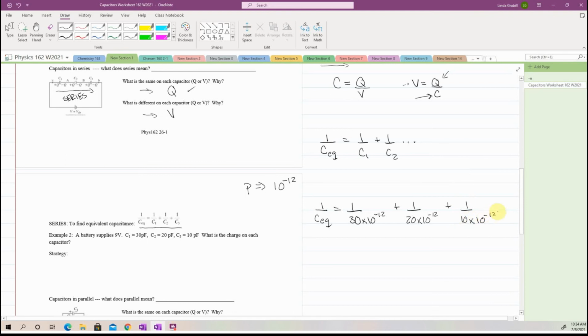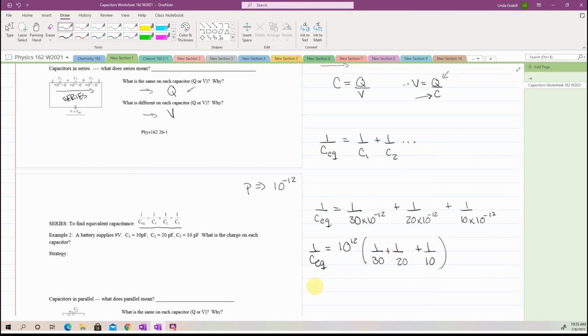Now, one of the things I can do to make my life easier is, for 1 over CEQ, remember, we're all about cutting down on the button pushing. This 10 to the negative 12 is going to pop up top. So is this one. So is this one. 10 to the negative 12 on the bottom is just 10 to the 12th on the top. And when I do my math, I'm going to have 1 over 30 plus 1 over 20 plus 1 over 10. You can do the common denominator of that, but what I would say is just go ahead and put that into your calculator. Now is just a fine time to do that. You're not going to benefit from doing this symbolically.